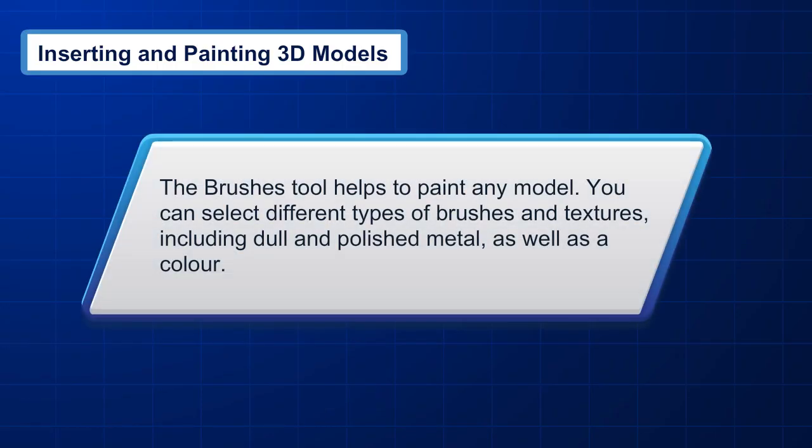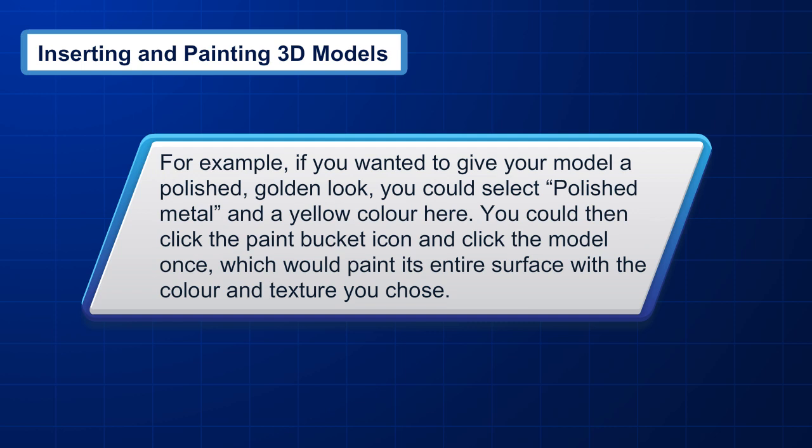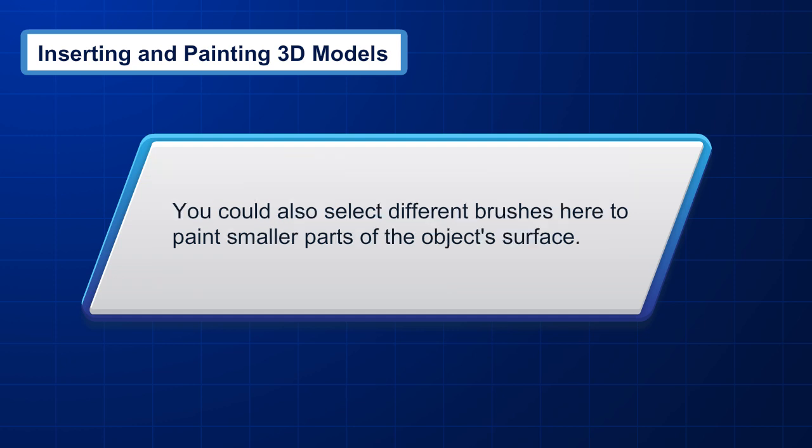The Brushes tool helps to paint any model. You can select different types of brushes and textures, including dull and polished metal, as well as a color. For example, if you wanted to give your model a polished golden look, you could select polished metal and a yellow color here. You could then click the paint bucket icon and click the model once, which would paint its entire surface with the color and texture you chose. You could also select different brushes here to paint smaller parts of the object's surface.